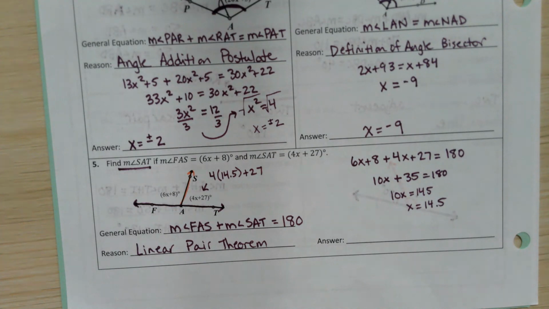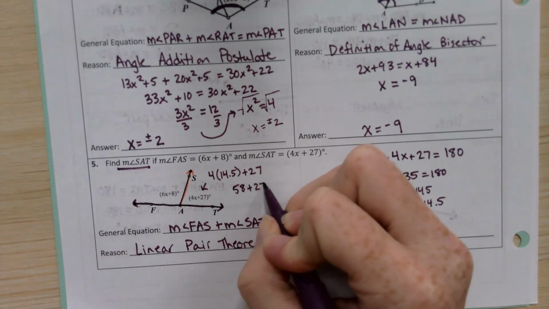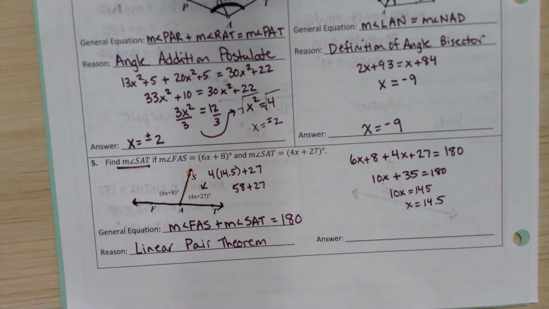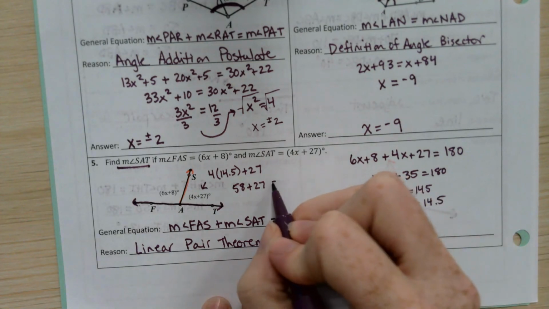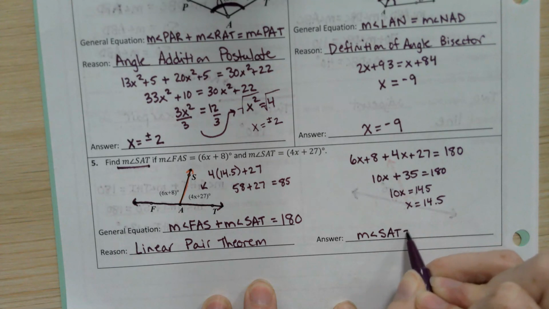Grab a calculator real quick, just so that I don't accidentally make any mistakes with my arithmetic. 4 times 14.5 is going to be 58. Add 27 onto that, and we end up with 85 degrees total for the measure of angle SAT.